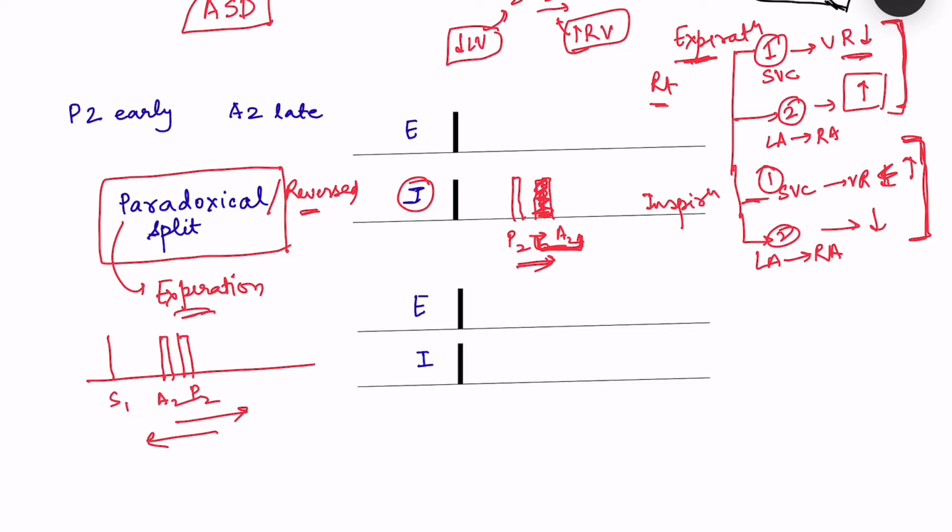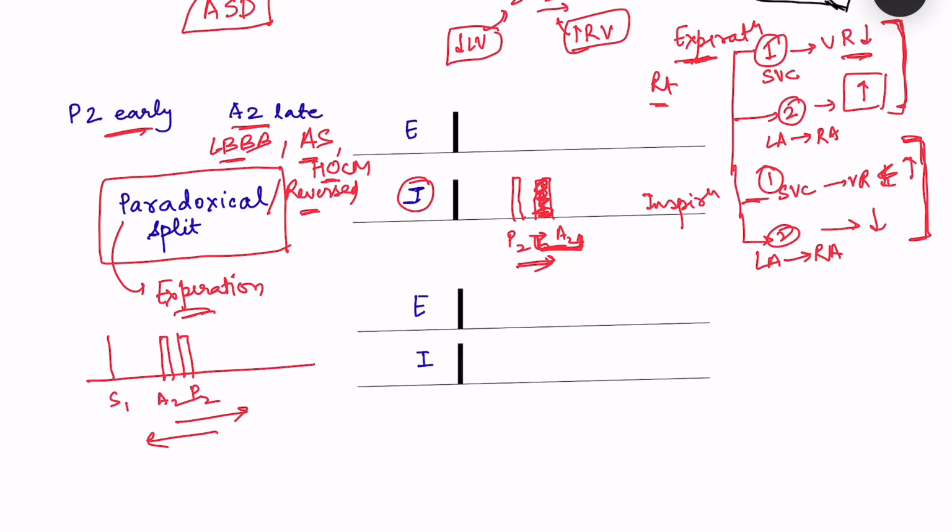So what can be the causes? A2 late, when can it occur? A2 late can occur in left bundle branch block, because excitation of the left ventricle is delayed, so there will be delayed contraction of the left ventricle. Then it can occur in aortic stenosis, right? P2 late we saw occurring in pulmonary stenosis. Here A2 late will occur in aortic stenosis, because again the flow from the left ventricle to the aorta will be delayed, right? Then there can be HOCM, hypertrophic obstructive cardiomyopathy, again a similar cause, because the flow will be delayed.